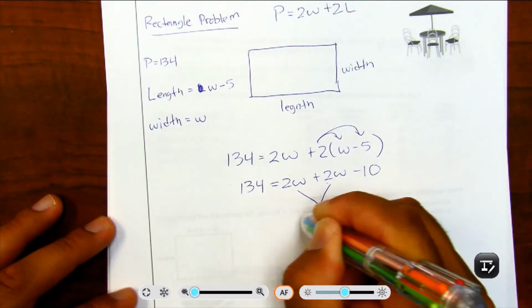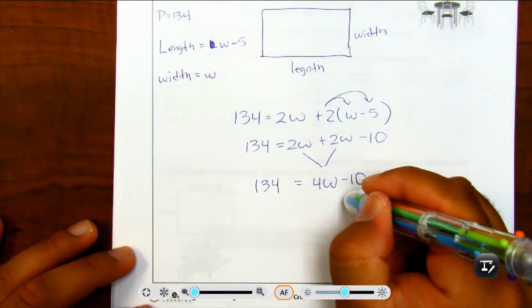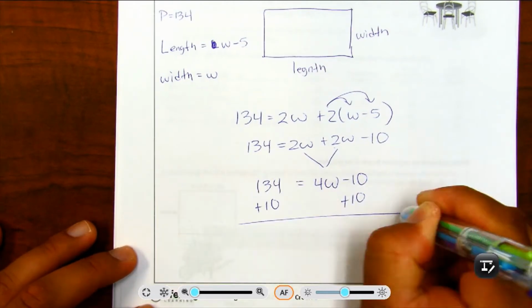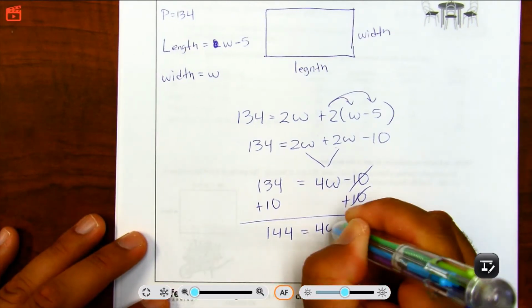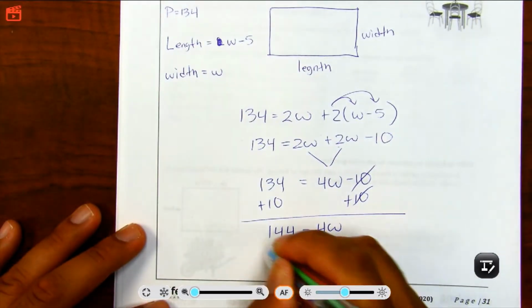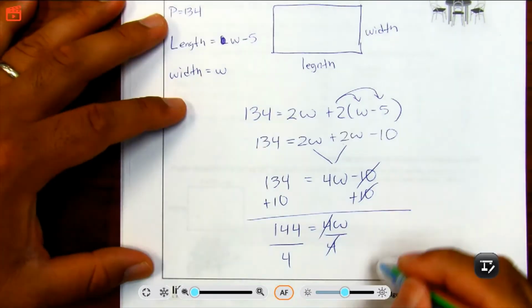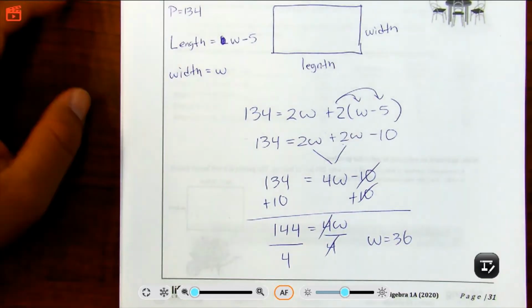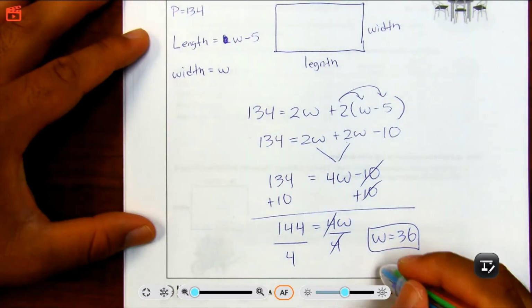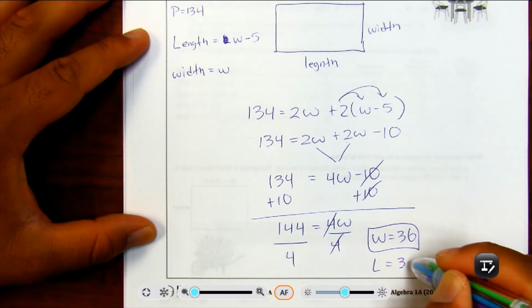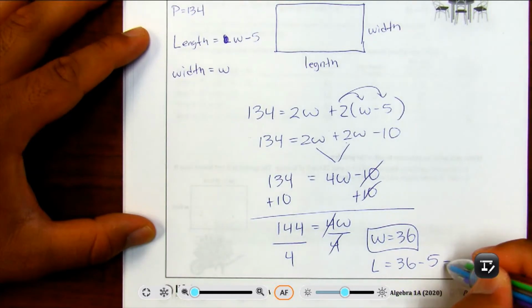So you could subtract, or I'm sorry, you could add 10 to both sides. And you end up with 144 is equal to 4W. Divide both sides by 4. And W is equal to 36. So the width is 36. Now to find the length, we have to subtract 5, and we end up with 31. So width is 36, length is 31.